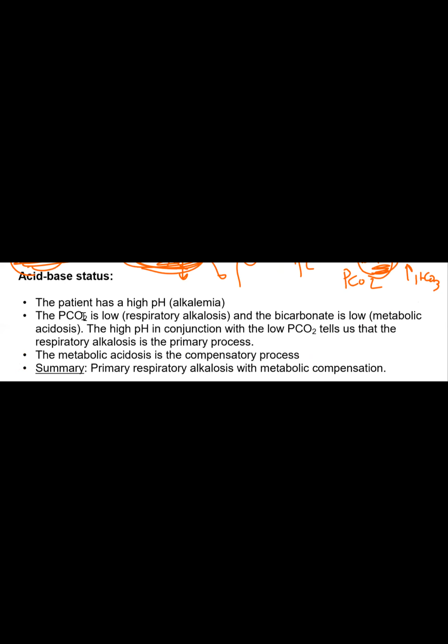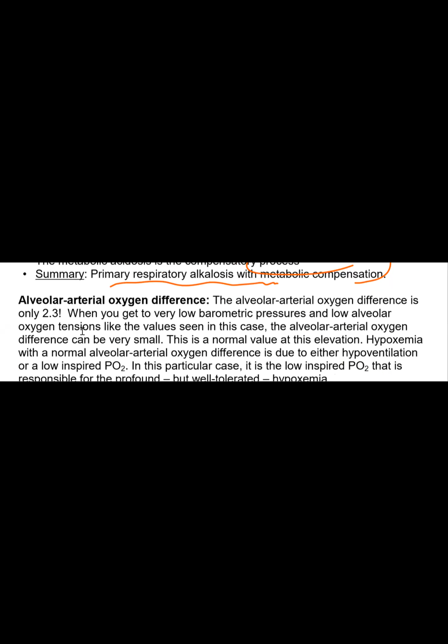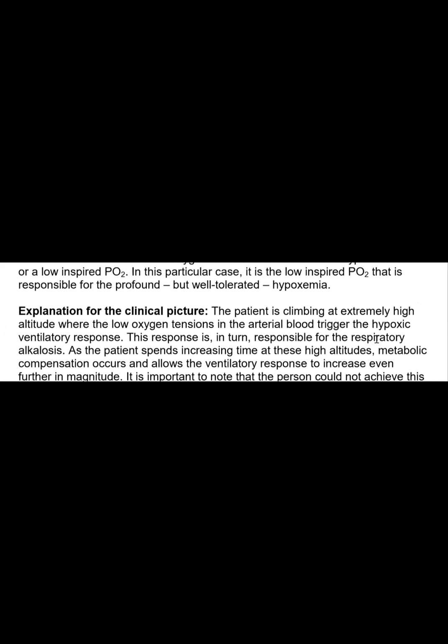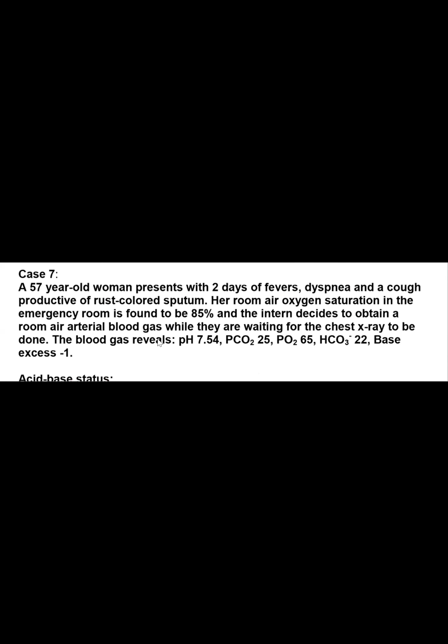Summary: this is primary respiratory alkalosis with metabolic compensation. Explanation: the patient is climbing at extreme high altitude where there are very low arterial oxygen tensions. So by hypoxemia, the hypoxemic ventilatory response makes a hyperventilatory state at high altitude, leading to loss of PaCO2, causing respiratory alkalosis. Thank you. Excellent. Thank you, sir.